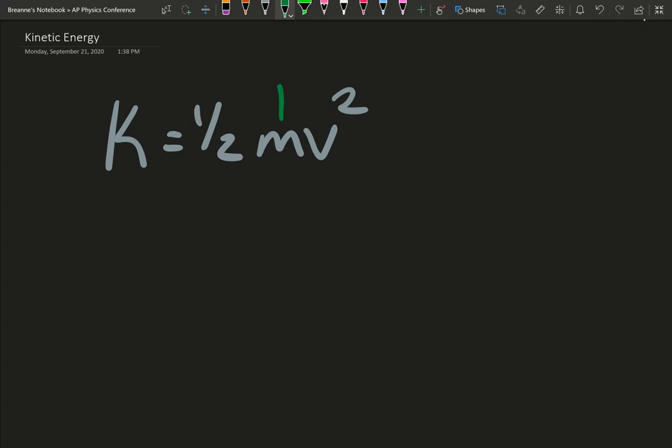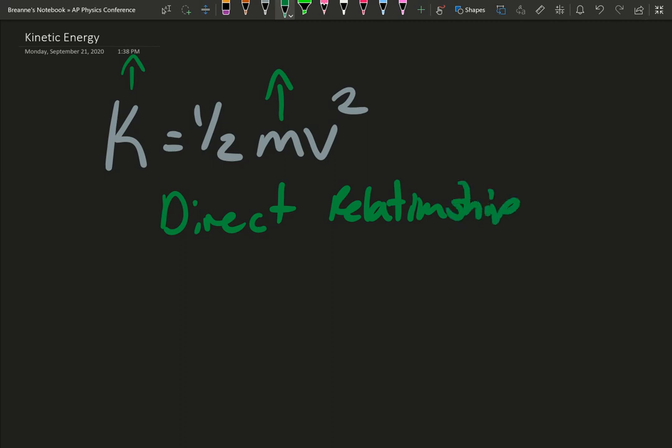So as mass increases, our kinetic energy increases. That is called a direct relationship. And the opposite holds true. If your mass decreases, your kinetic energy would also decrease. Whatever that object does, they do the exact same thing. So it goes up, it goes up, goes down, goes down. So that's a direct relationship.